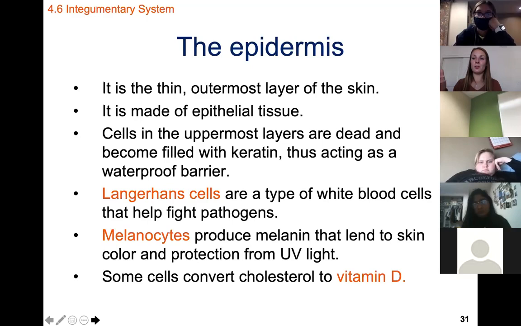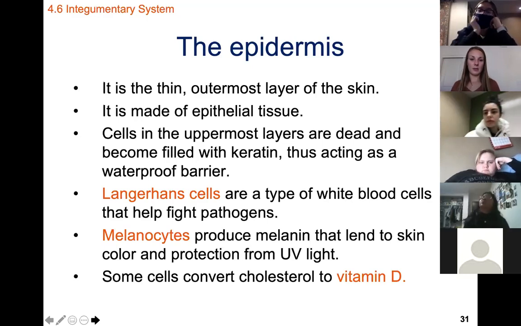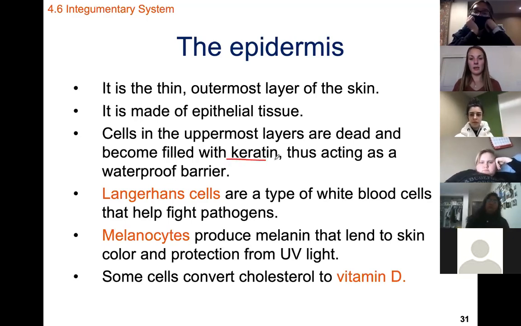So your skin cells are regenerating and they have a 2-week turnover, but it's not all at one time. Your skin is all at different parts in its cell life. But there is a quick turnover of those skin cells. It helps with growth. It helps with hygiene and keeping the body clean and things like that. The cells in the uppermost layers are dead, like I said, and they become filled with keratin, thus acting as a waterproof barrier, which is great, right?